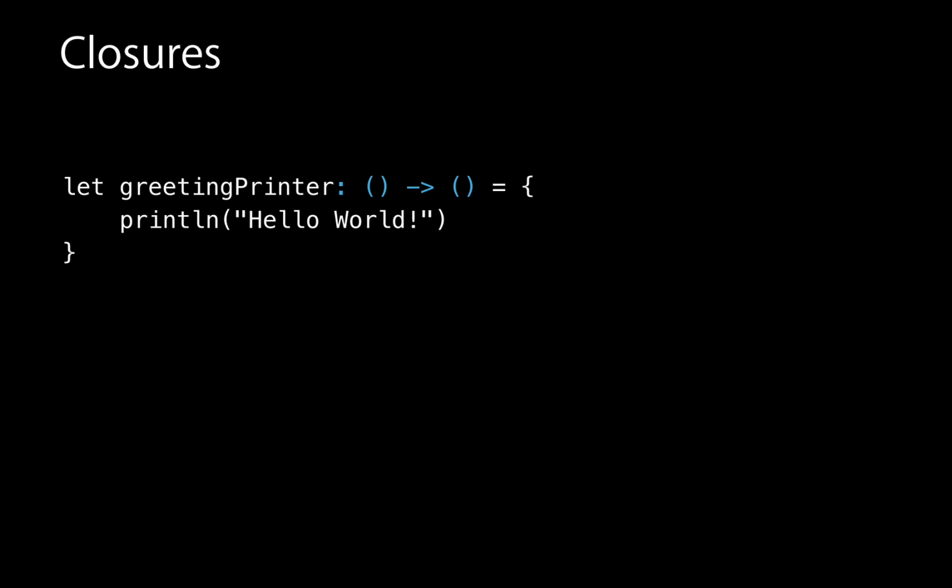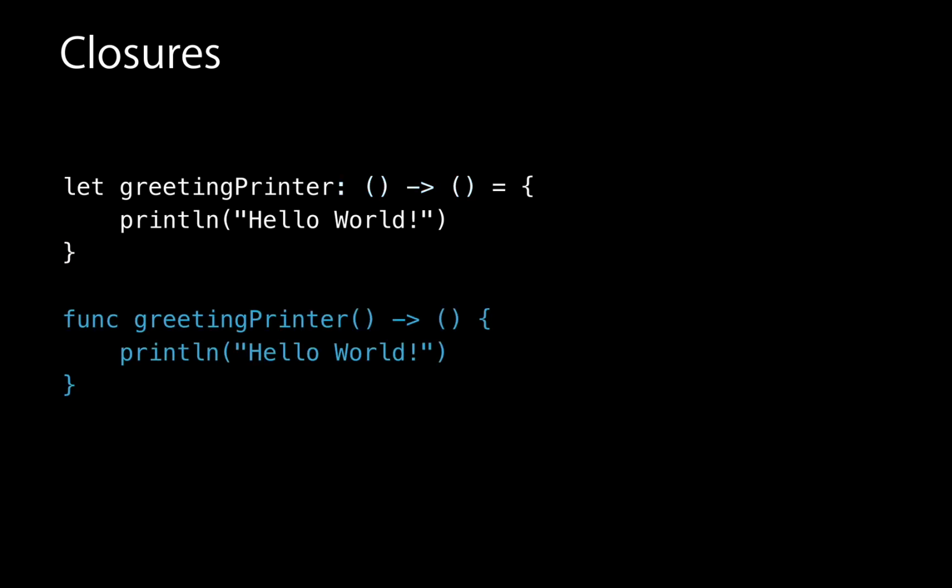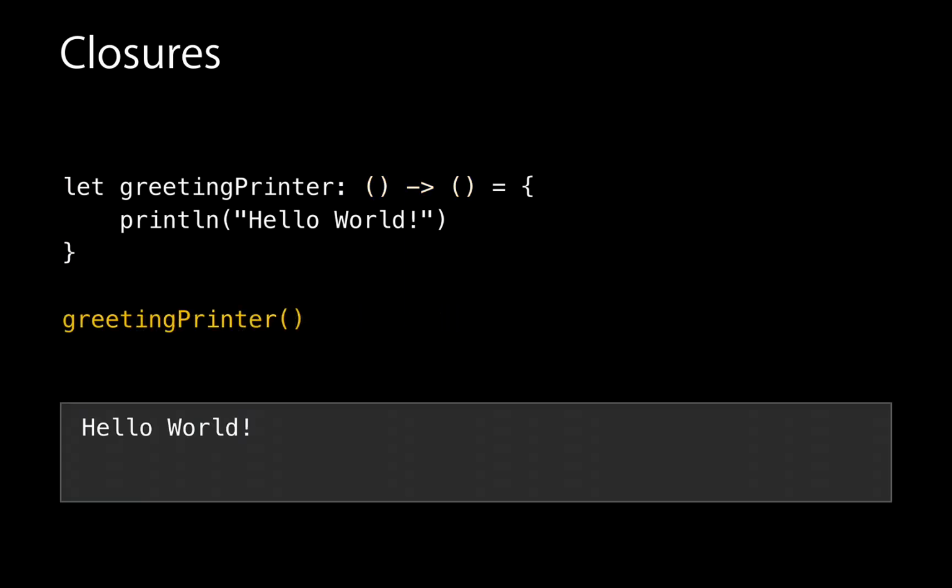It doesn't take any parameters. It doesn't return any values. You may think, well, that looks kind of familiar. I recognize this parens, arrow, parens syntax. And that's because it looks very much like a function syntax. And there's a reason for that. In Swift, functions are just named closures. So I can call my greeting printer thing just by saying greeting printer parens, and it prints hello world. That's a simple closure as a local variable, perhaps.